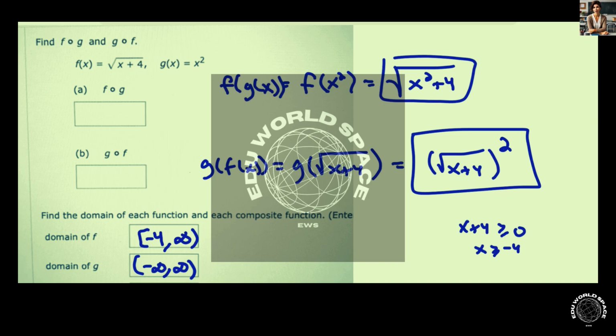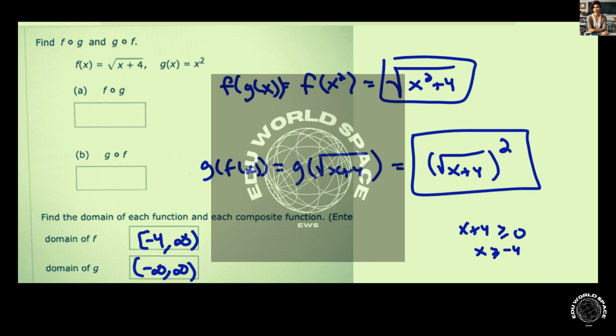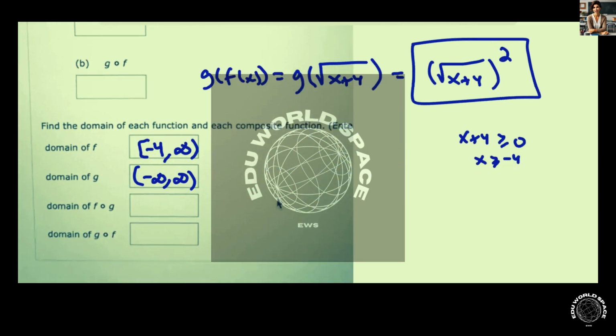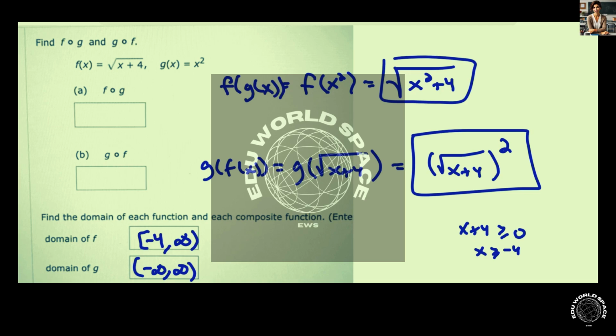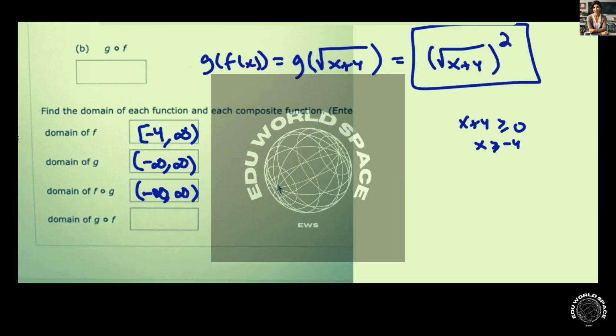would be, since you can put anything into the function, the domain will be all real numbers, negative to positive infinity. And the domain of g of f would have to be greater than or equal to negative 4. Negative 4 included with the squared bracket to infinity.